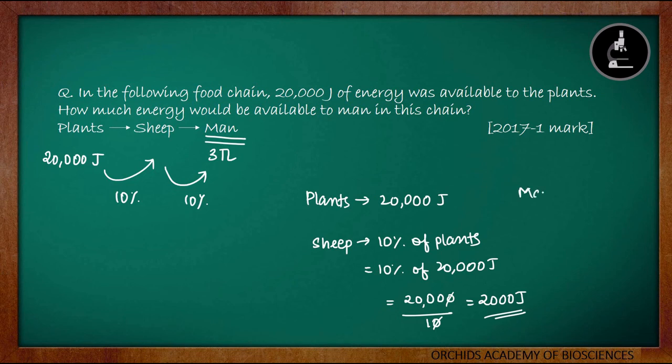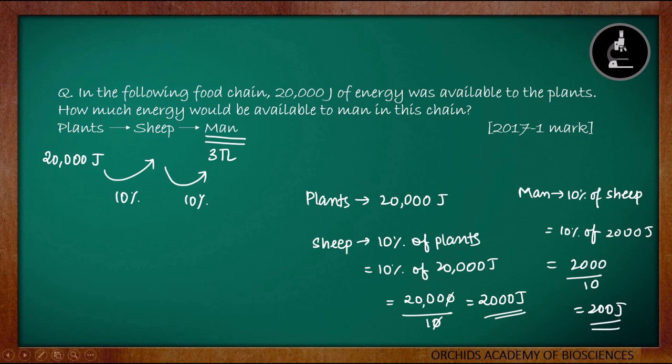Now for man, how we will get? That is 10% of sheep. How to get 10% of sheep? 10% of what is for sheep? 2,000. So we'll get 2,000 by 10, that is 200 joules of energy. So at the 3rd trophic level, or the energy which would be available for the man will be 200 joules. This is the answer. If you want to show the steps, we can show these 3.